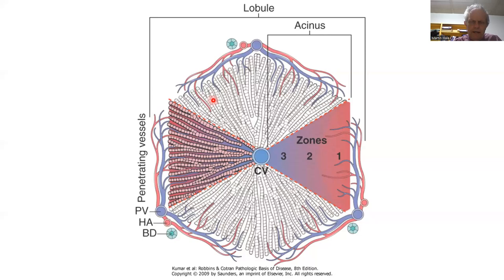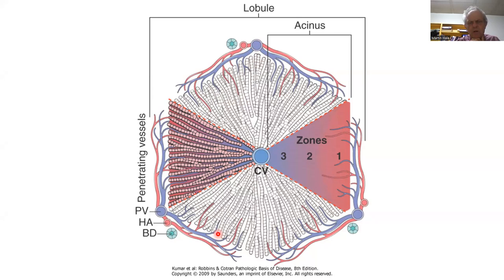Right, so having looked at that and the macroscopic pathology, now let's look at the microanatomy. And this is the classic lobule. Over the years, there have been various adaptations of this lobular structure, but I think that this is the typical lobule. It's drawn from Robbins and Cotran's book.